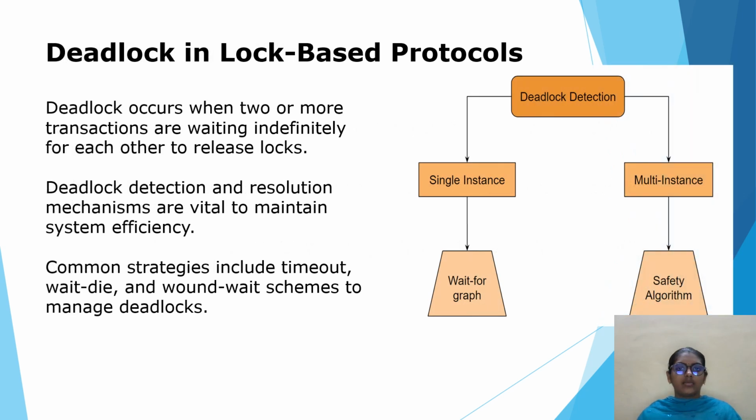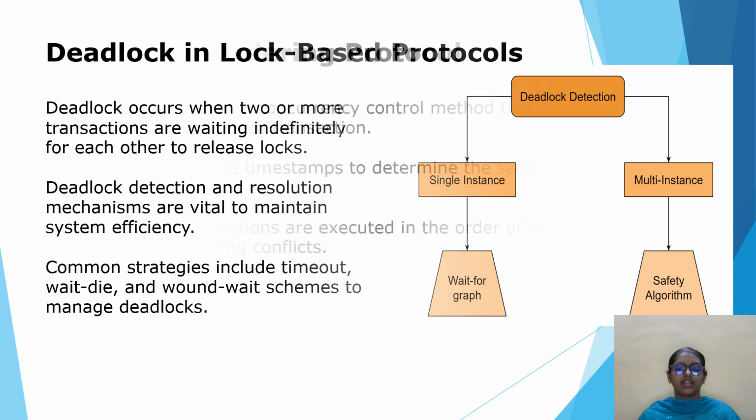Deadlock in lock-based protocols. Deadlock occurs when two or more transactions are waiting indefinitely for each other to release locks. Deadlock detection and resolution mechanisms are vital to maintain system efficiency. Common strategies include timeout, wait-die, and wound-wait schemes to manage deadlocks. Deadlock detection applies to single instance and multi-instance. In single instance, that is the wait-for graph. In multi-instance, safe state.